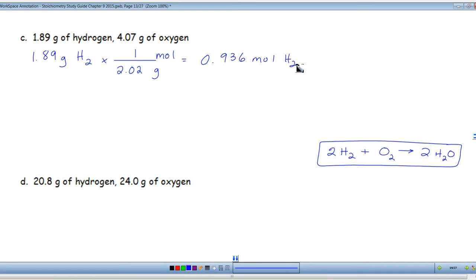And then we do the same thing with the oxygen. 4.07 grams of diatomic oxygen. You want to cancel grams, put her in moles. Oxygen is right at 16 grams per mole, so I still need to double that. We're going to use 32.00. Oh, okay, this is going to be way smaller. So like 4.07 divided by 32. Oh, brother. 0.127 moles of oxygen.